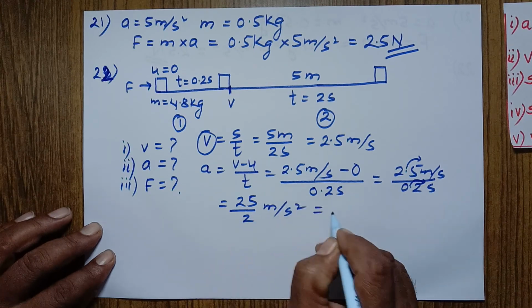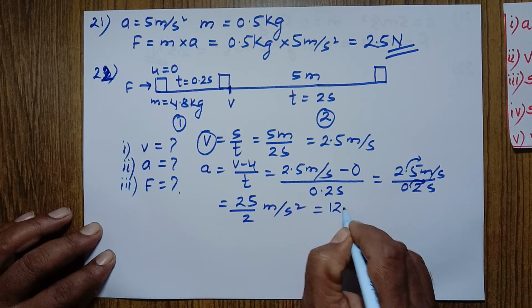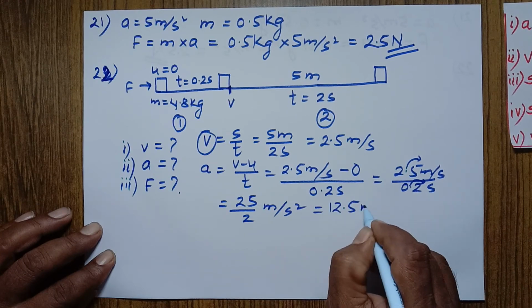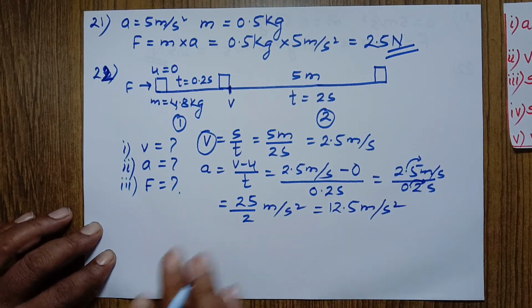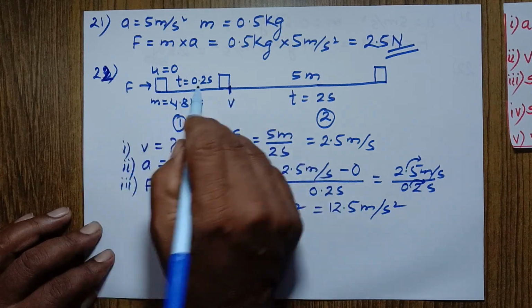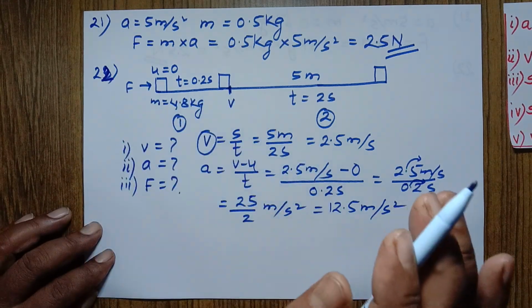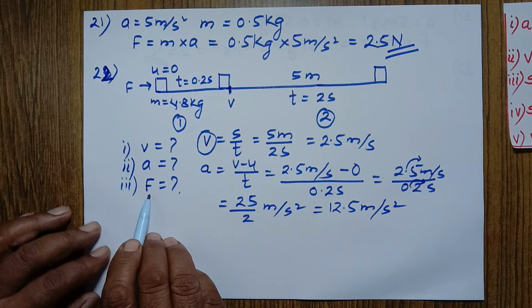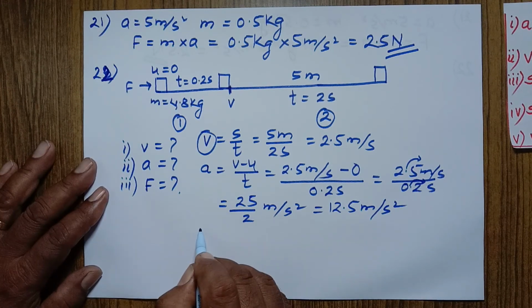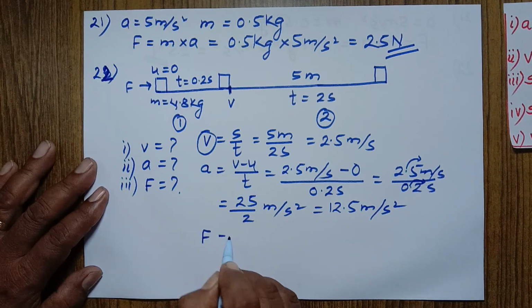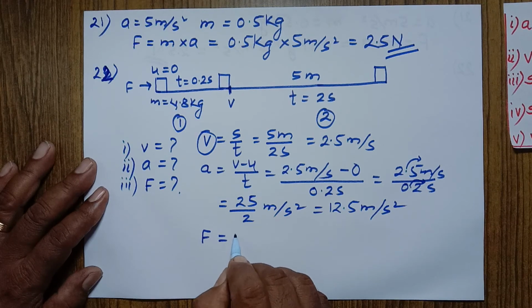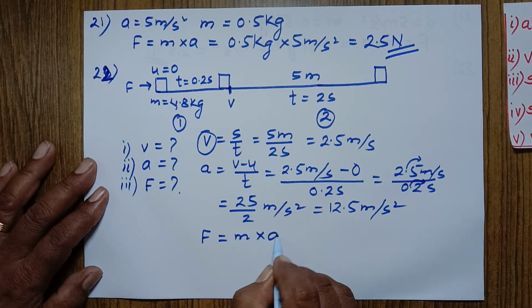And if we divide 25 by 2, then 12.5 comes. 12.5 meter per second square is the acceleration gained by this body due to this force. It's clear. Now force we have to calculate. Now how can we calculate force? Force can be calculated easily. Force equal to mass into acceleration.